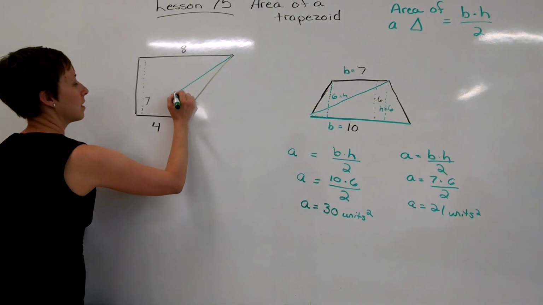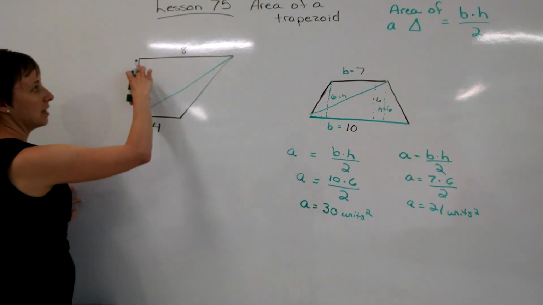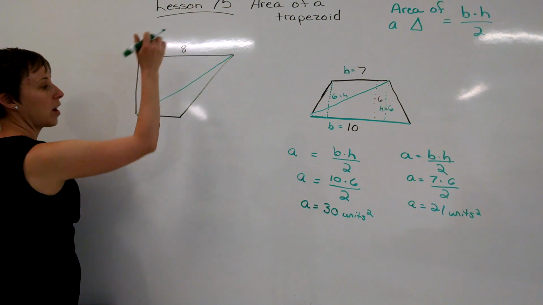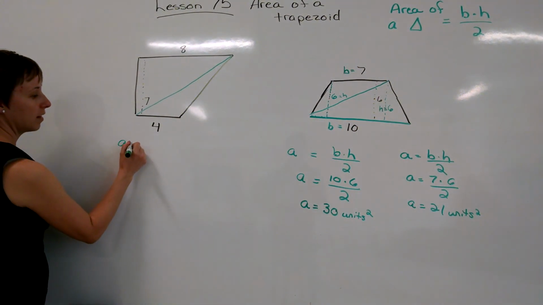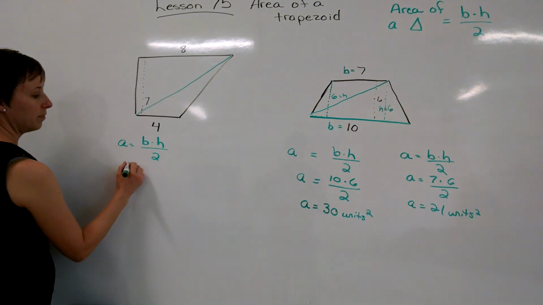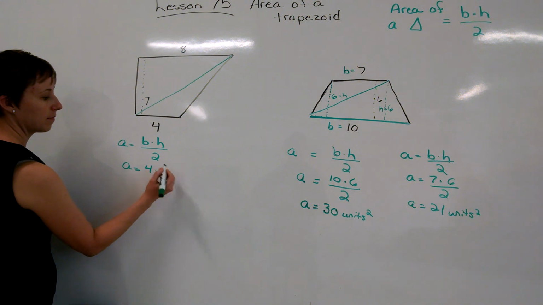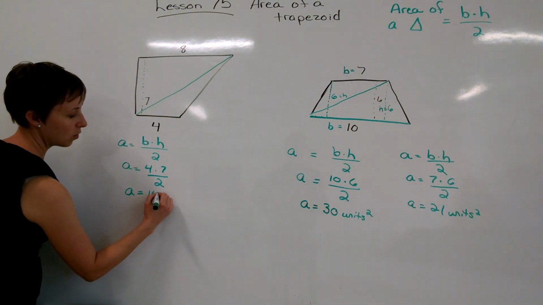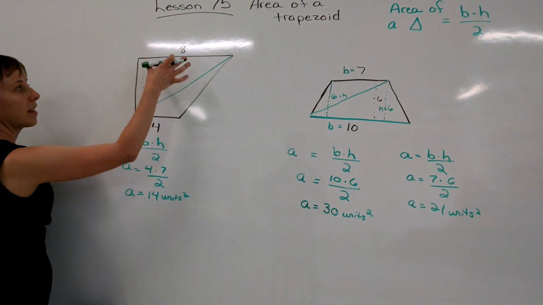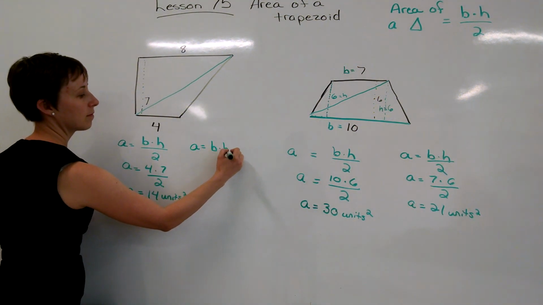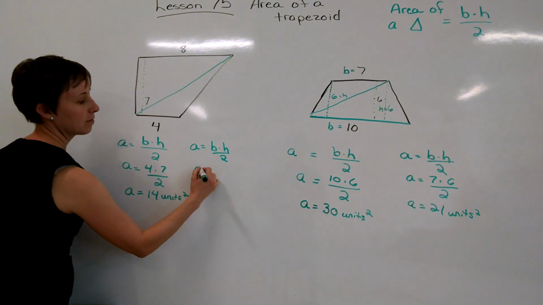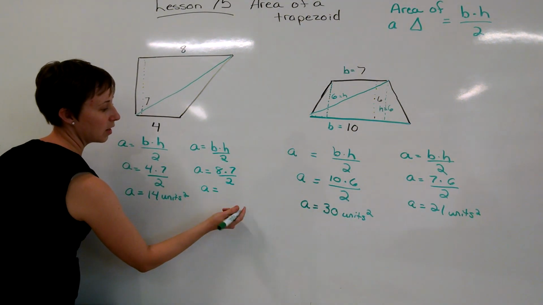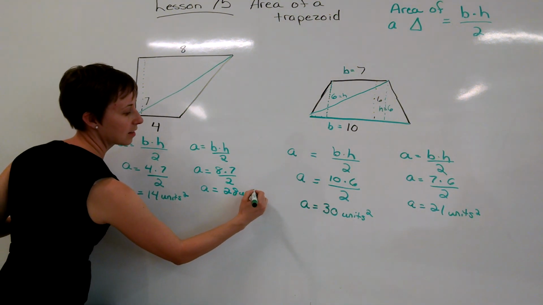Here's what it would look like together. Split it into two triangles. Now you know the height of this triangle is 7, and the height of this triangle is 7. This triangle has a base of 4. This triangle has a base of 8. So to solve for this triangle, the area would be base times height divided by 2. My base is 4. My height is 7 divided by 2. So the area of this triangle would be 14 units squared. And let's solve the area of this triangle. My base is 8 times my height, which is 7, divided by 2. So my area equals 28 units squared.